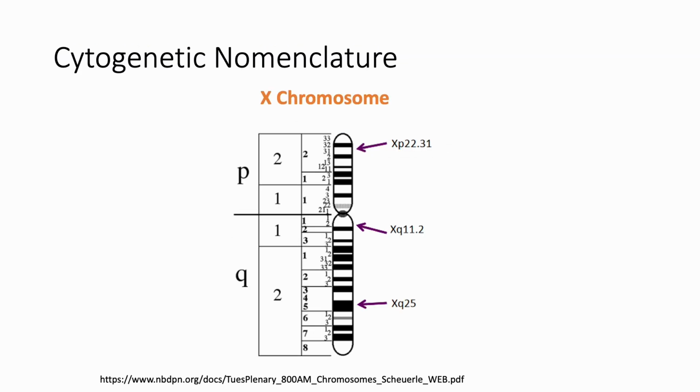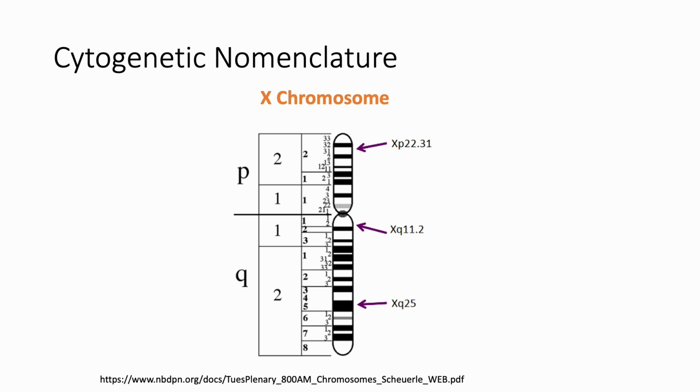Now that we've covered the basic anatomy of a chromosome, let's dive into how cytogeneticists use G-banding to assign numbers to different regions. Here on the slide, you can see a G-banded X chromosome. The staining creates a pattern of light and dark bands, which helps us break chromosomes into smaller identifiable regions. Numbering starts at the centromere and moves outward towards the tips, or telomeres, on both the P arm and the Q arm.